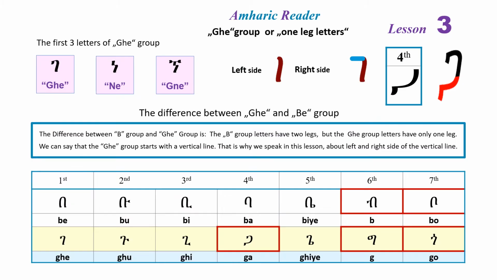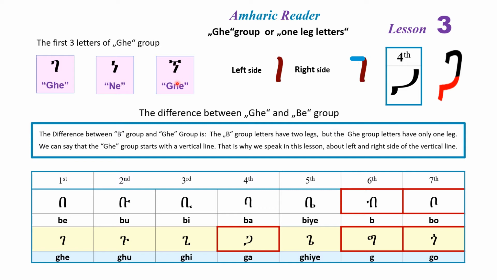In this lesson, we will begin the G group letters or one-leg letters. We'll learn first 3 letters, G, Ne, and Nye. Nye, pronounced like signorina in Italian language or España in Spanish. In the language we are learning, Amharic, it is written with Nya.